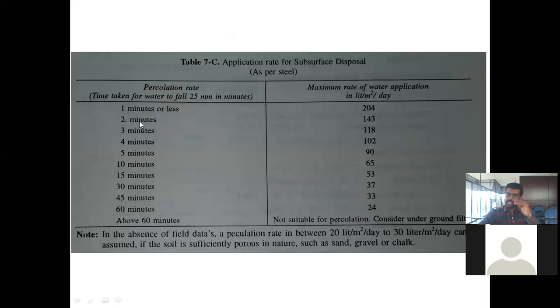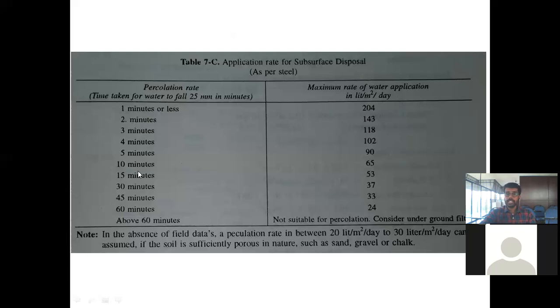If it is attaining 25 mm in 2 minutes, the maximum rate of water application is 143 liters per square meter per day.